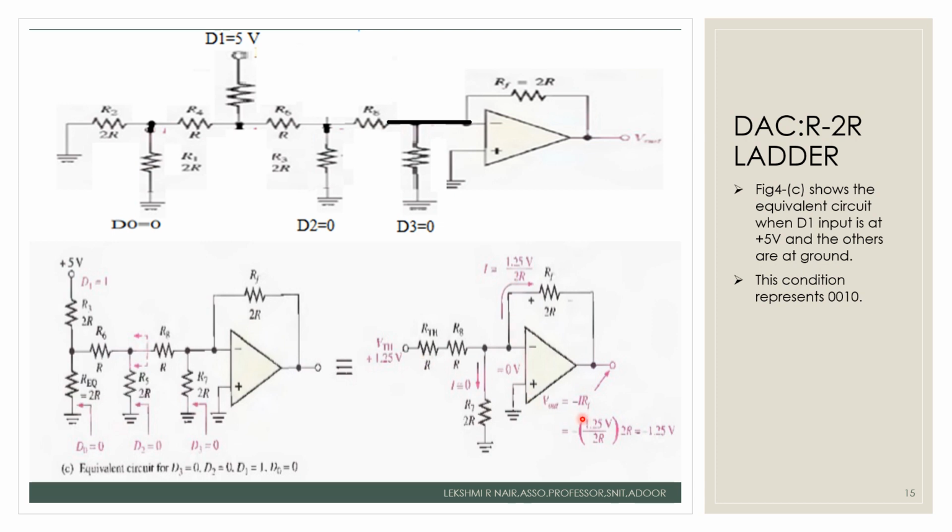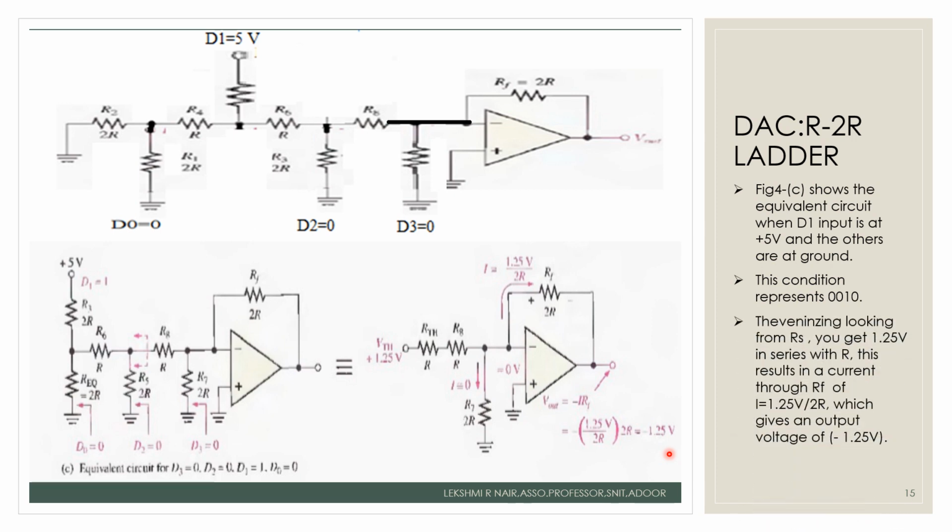So here the final output voltage will be equal to 1.25 into 2R divided by 2R. That will be equal to 1.25 volt with a negative sign. As this is of inverting amplifier type, the output will be minus 1.25 volt. So this is the final output voltage, that is minus 1.25 volt.